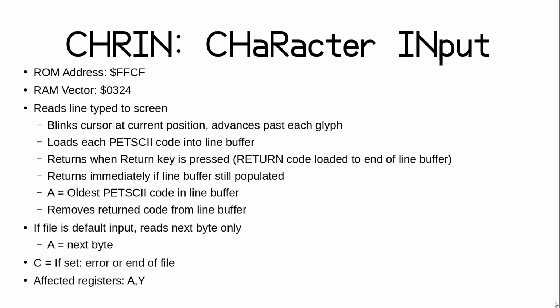When CHRIN returns the return character, we know that the line buffer has been cleared, and the next call to CHRIN will enable the cursor again and fill up a new line buffer. CHRIN can also read a byte from a file if it is open as the default input, and then it no longer uses the line buffer. We'll see how that works in a later episode and how to use the carry bit to determine whether the read was successful. For now, we are just going to deal with the keyboard input, and just be aware that the X and Y registers may also be modified by a call to CHRIN.